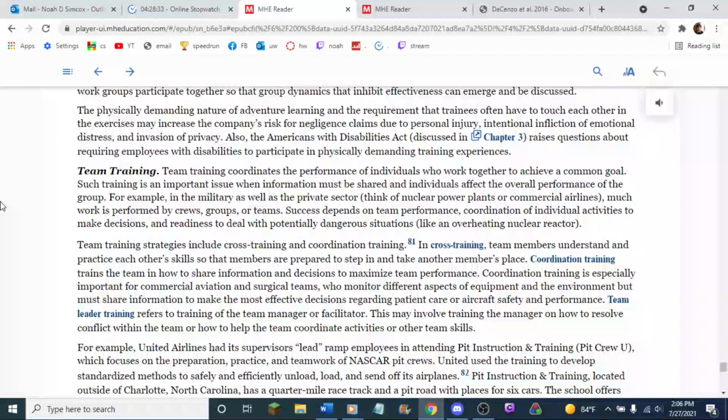The physically demanding nature of adventure learning and the requirement that trainees often have to touch each other in the exercises may increase the company's risk for negligence claims due to personal injury, intentional infliction of emotional distress, and invasion of privacy. Also, the Americans with Disabilities Act raises questions about requiring employees with disabilities to participate in physically demanding training experiences.